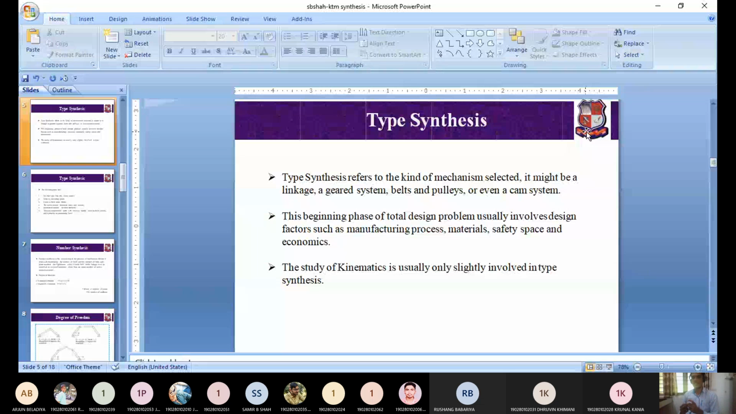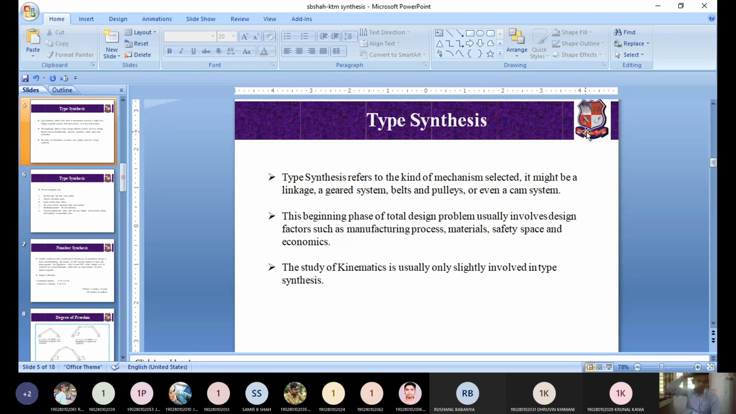This beginning phase of the total design problem usually involves design factors such as manufacturing processes, material, safety, space and economics. Suppose we talk about belt and pulley: what kind of material we require for the belt, whether leather or cotton, and which kind of pulley material, either MS or SS or CS. We also consider how to manufacture the belt and pulley, what safety precautions, and how much economy. These concerns are all considered in type synthesis.